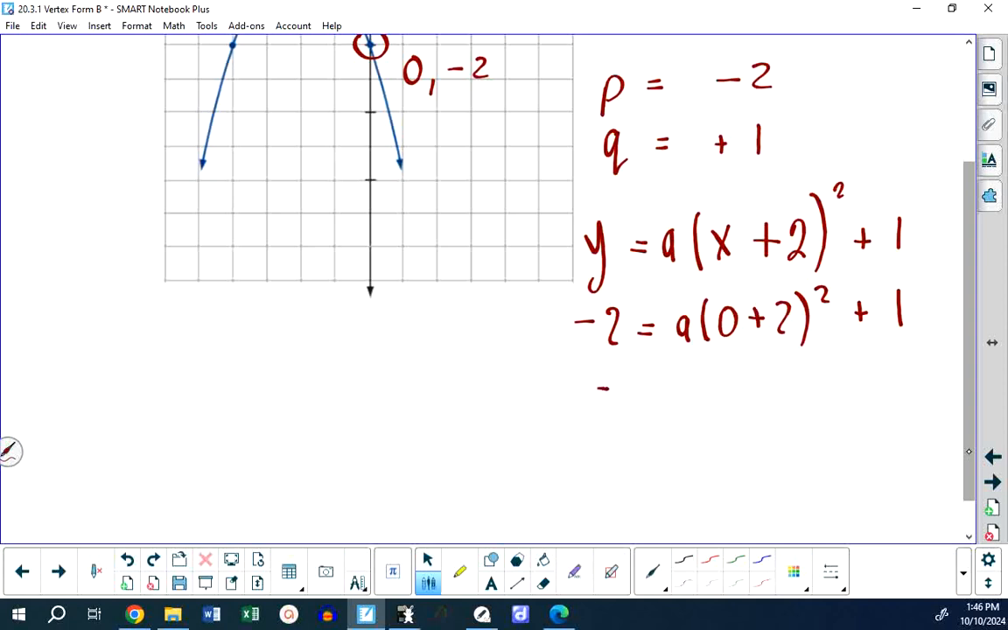I can subtract 1 from both sides and get negative 3 equals 4a. Just go slow here. 0 plus 2 is 2. 2 squared is 4. A times 4 is 4a. The negative 2 on the left, subtract the 1 on the right, gives negative 3. Now we know a is negative 3/4. And we're done. Well, we're not done. You have to write out the equation with that value of a.